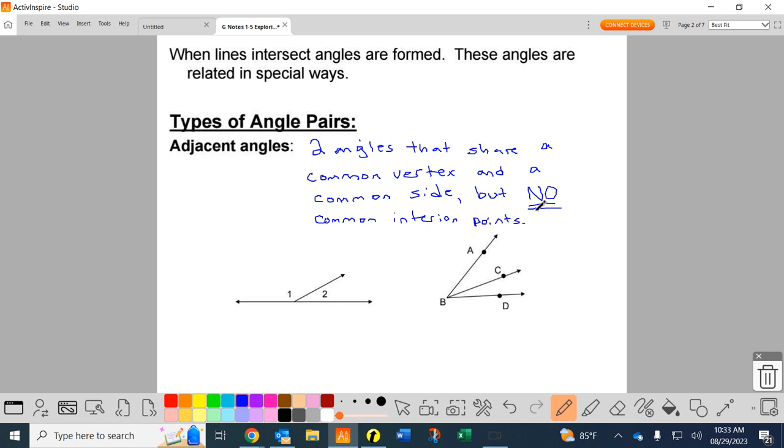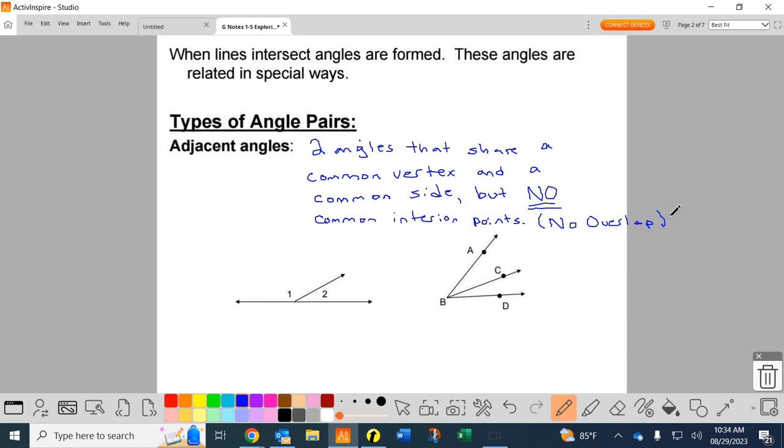Now, I'm going to read through it again. We're going to talk about what it is, and then we're going to go through and identify and do this stuff down here. Two angles that share a common vertex and a common side, but no common interior points. Guys, what that means, the no common interior points means they don't overlap. No overlap. That's the key to that part. No overlap.